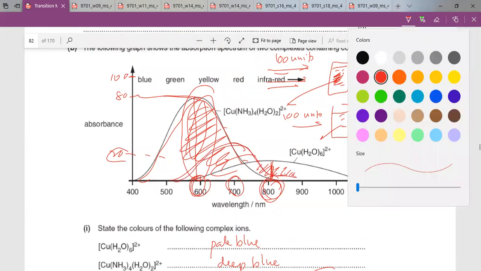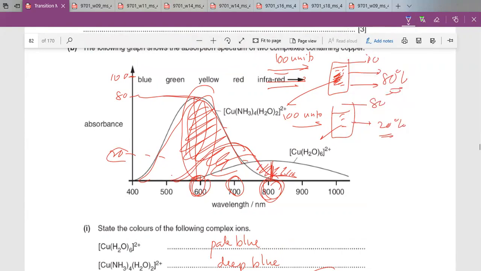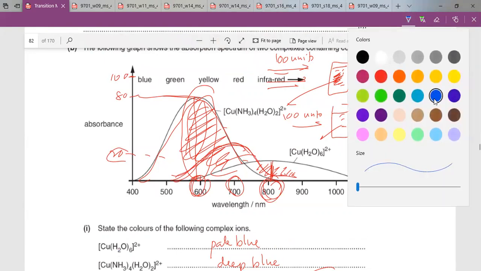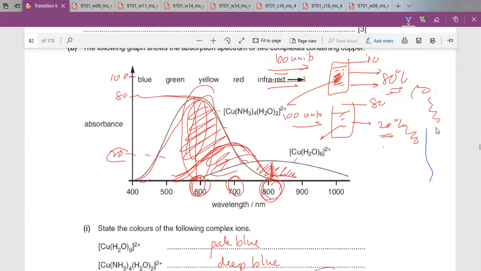I'll put another color. Why no blue? Why no blue? Interesting. Blue. Okay.